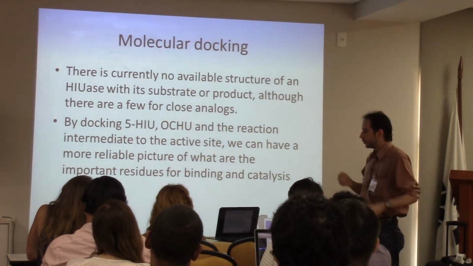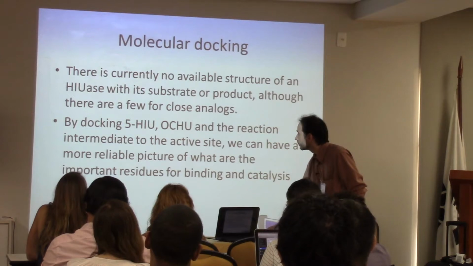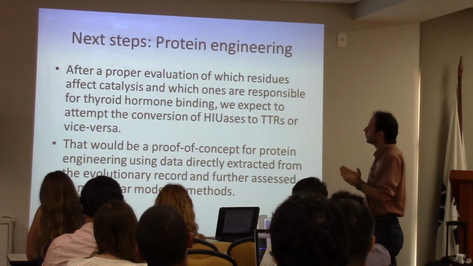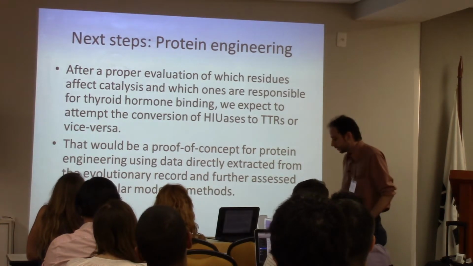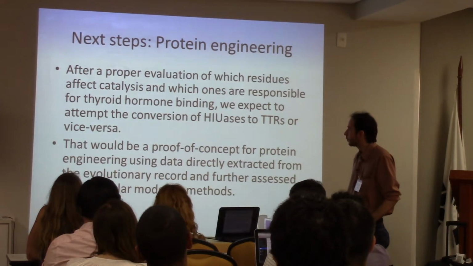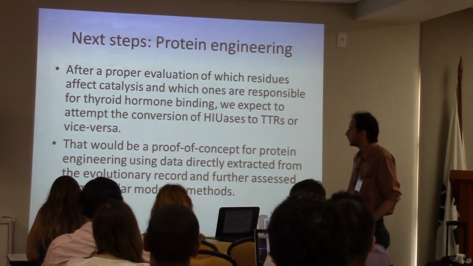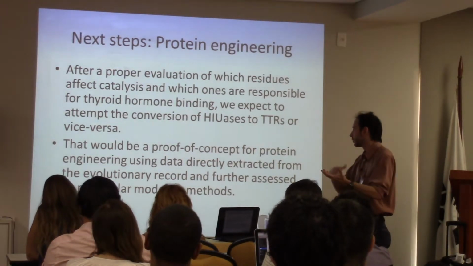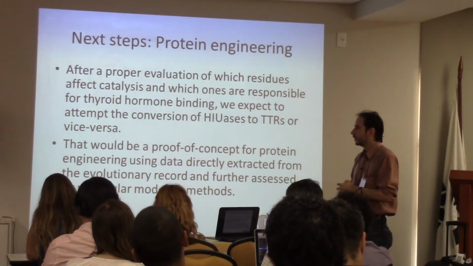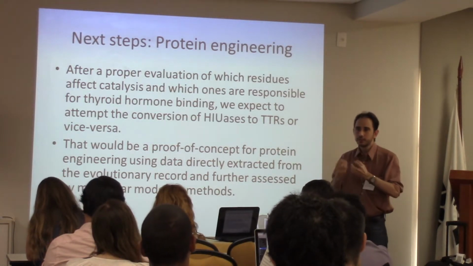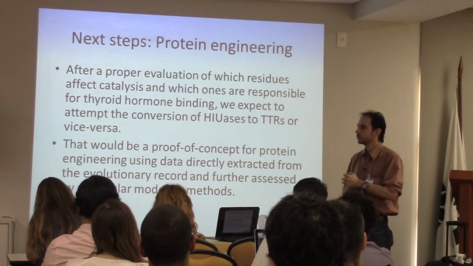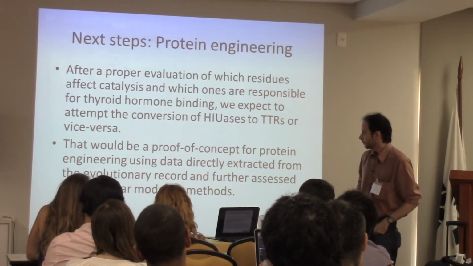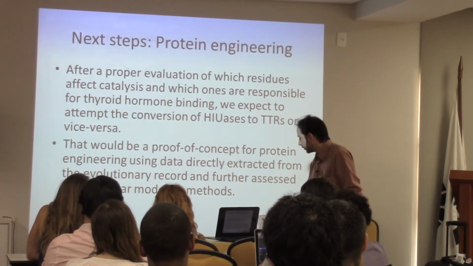And there's also something we hope to simulate in the future. Our dream project would be using this as a proof for protein engineering, which is the idea of seeing if we can interconvert HIUases to transthyretins or vice versa. So this would mean that if we can detect which positions are related to each function, and we mutate one for the other, we could check if this actually is the case. And this is something we hope to do in the near future.